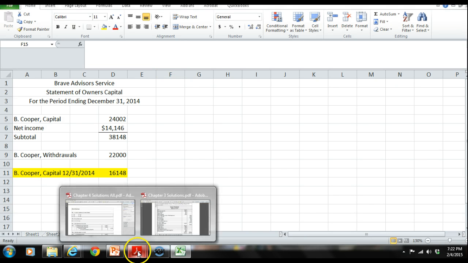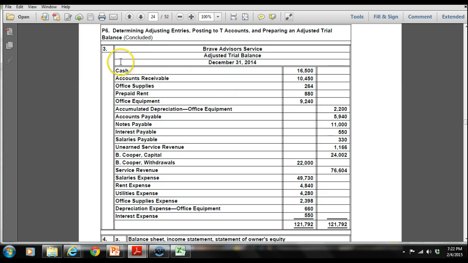Now I'm going to put this information back up. You're going to use all the assets and all the liabilities. And guys, you're going to stop after unearned service revenue. You're not going to use your Cooper Capital because this is not the true balance. We want to use the balance from the statement of owner's equity, 16,148. So basically, I want you to start here and go all the way down to unearned service revenue.